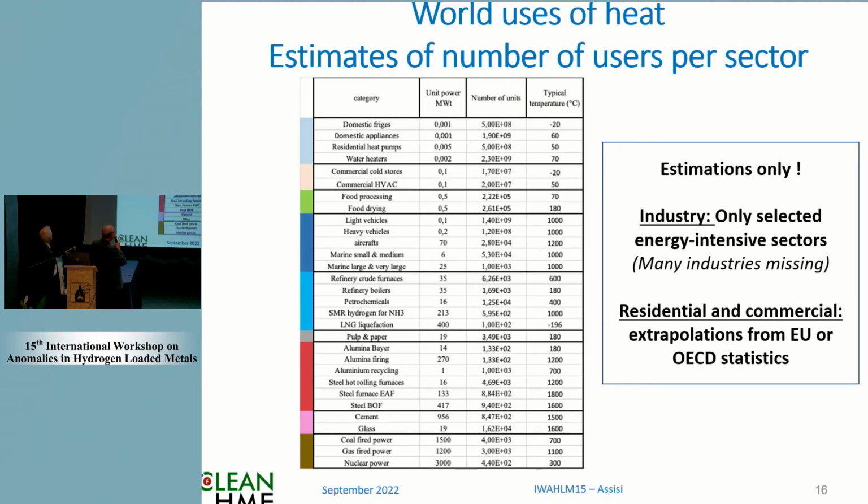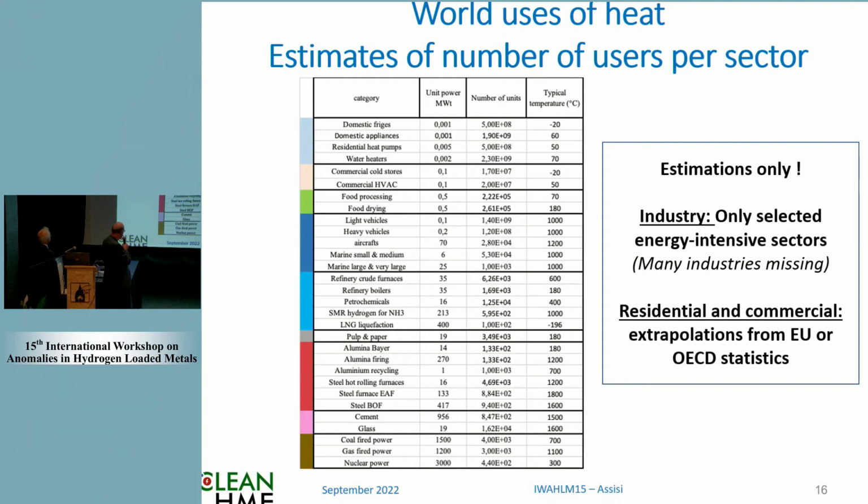And this is what you get at the end after all these approximations for the different users: the average power of each user. A domestic fridge, 1 kilowatt. This is in megawatt thermal. For a light vehicle, maybe 100 kilowatt, and for an airplane, well, 70, and so forth.